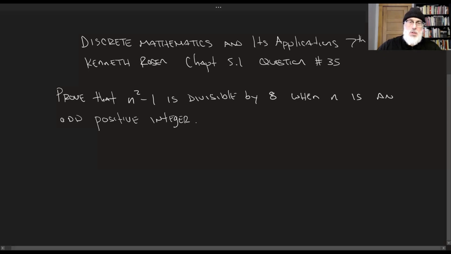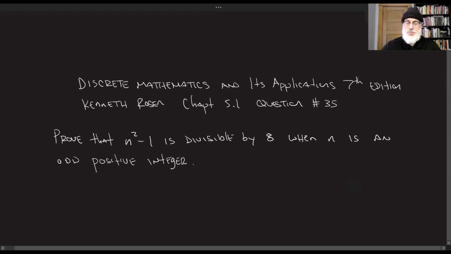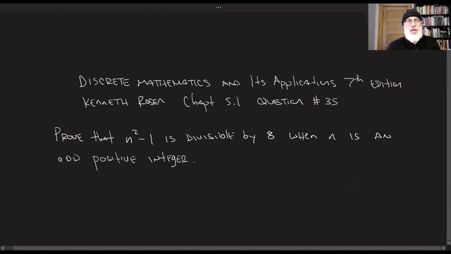Hello, we are doing a Discrete Mathematics and Its Applications problem. This is written by Kenneth Rosen. I'm using the 7th edition, so I am in chapter 5.1, question 35. If you're using a different edition, this might be a different chapter number and a different question number.